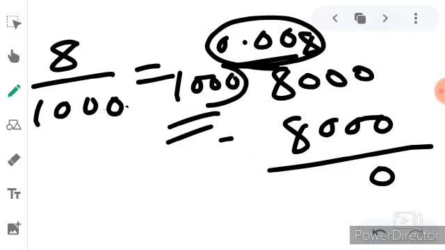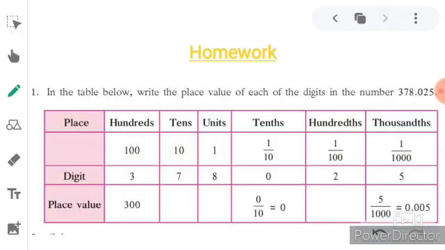Now it's time for your homework. Now here students, this is your homework. In the table below, write the place value of each digit in the number 378.025. So here columns are given to you. First column is of hundreds, then tens, units, tenths, hundredths, thousandths. Means here you will have to multiply by 1, 10, 100. Here 1 upon 10, 1 upon 100, 1 upon 1000. Now here the place value is also given.